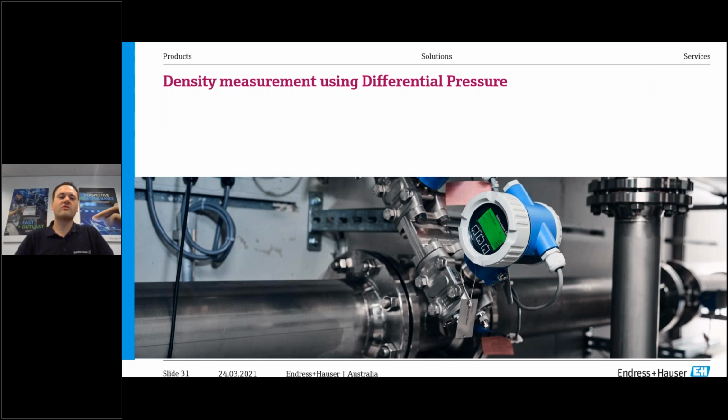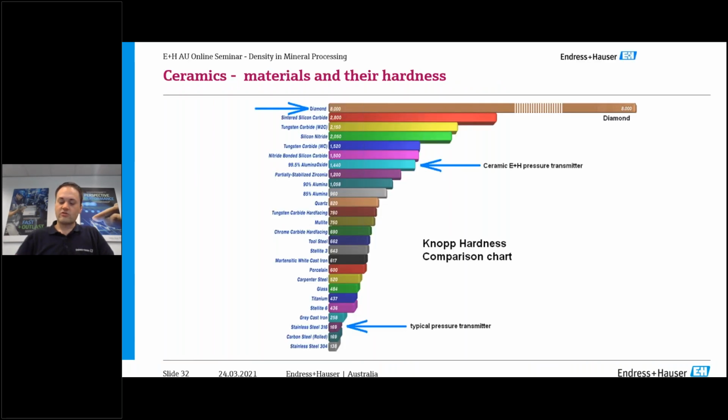The final measuring principle I want to cover today is around differential pressure. Endress+Hauser have been doing pressure measurement for a very long time as well, but I'm going to speak about the ceramic membrane pressure sensor now. We also offer a metal membrane sensor, but I'm going to discuss ceramic only because of this chart here, which is the Knoop hardness comparison chart. And in mining, stainless steel really just doesn't cut it in terms of hardness.